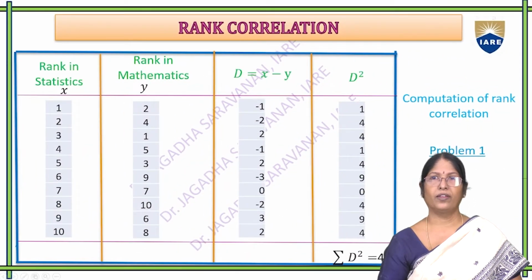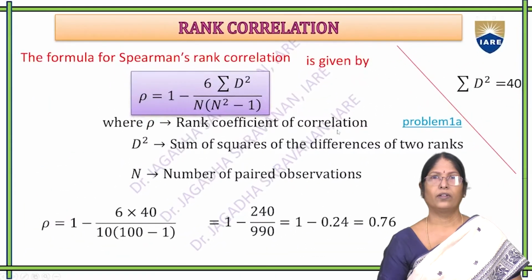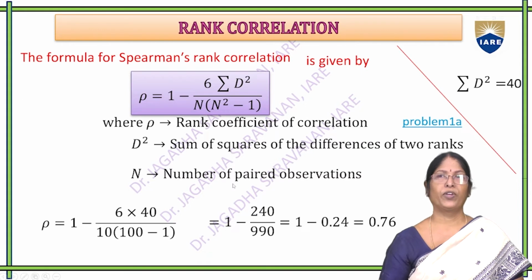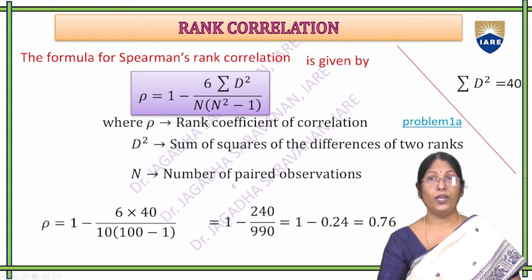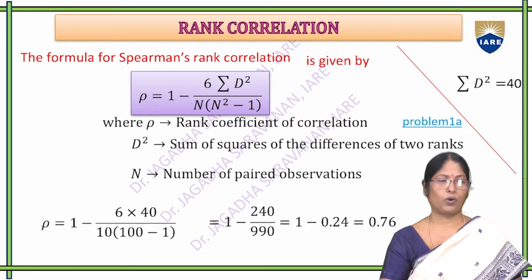Yeah, we can see it very clearly. Summation d square equal to 40. That only we substituted in this particular place, 40. So we completed perfectly one problem. Next problem we will move.